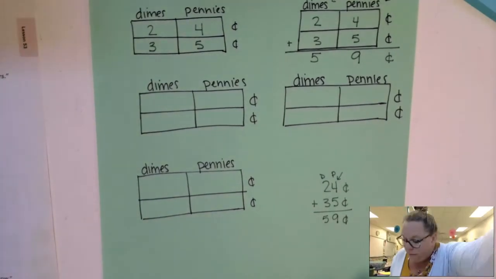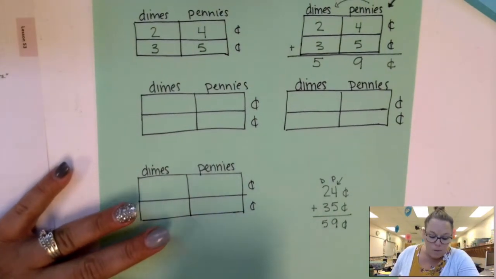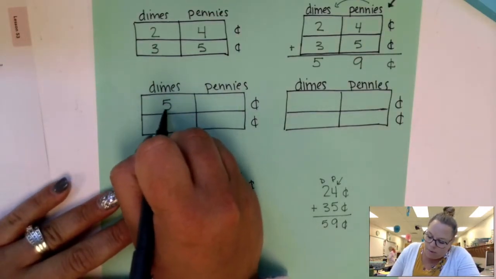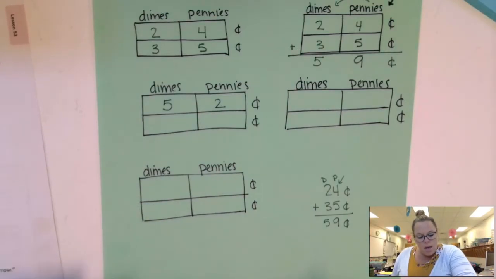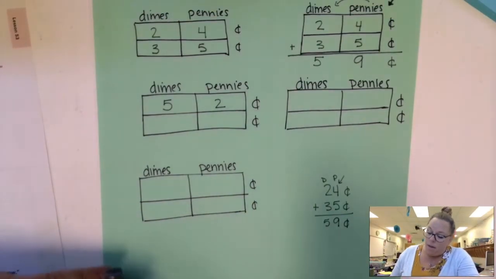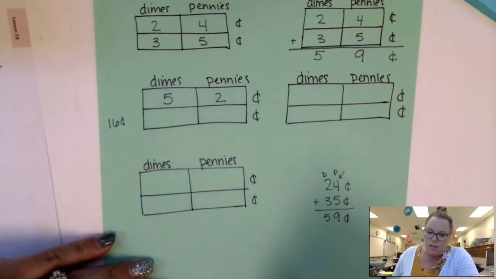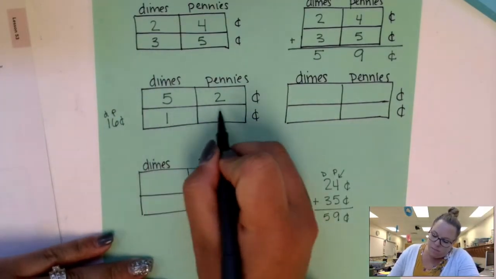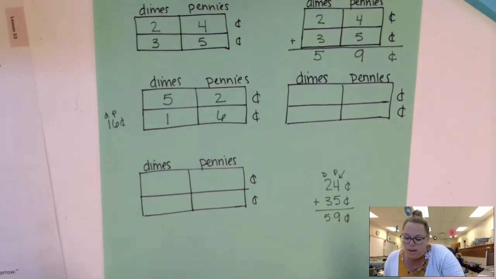Now, I have 52 cents, and I want to use the fewest pennies, 52 cents. So I will have 5 dimes and 2 pennies. And now in my other pile, I have 16 cents. Remember, this is what 16 cents looks like. This is my pennies, this is my dimes. Okay?